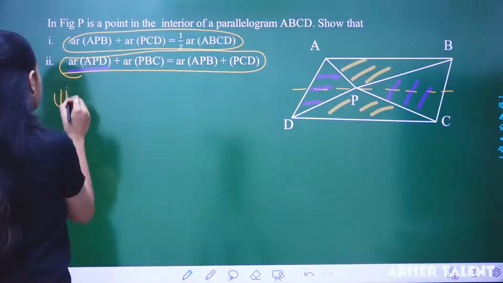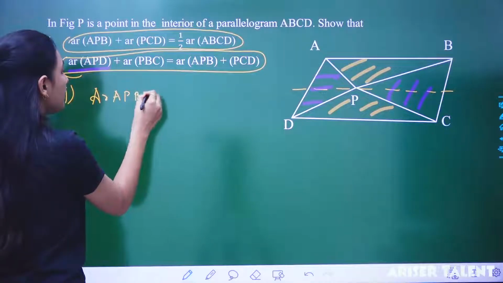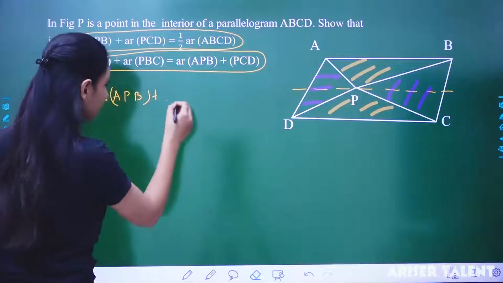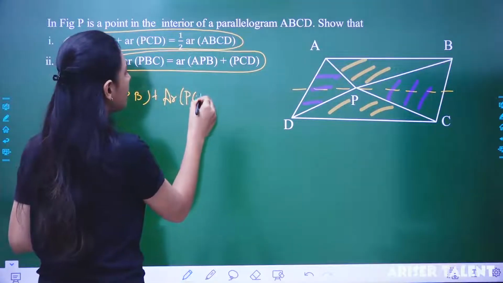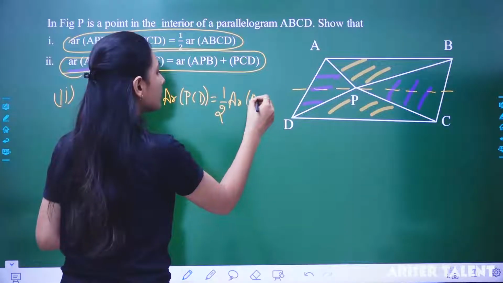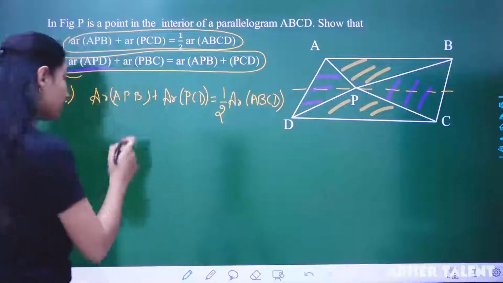So second, area APB plus area PCD is equal to half area ABCD. Clear?